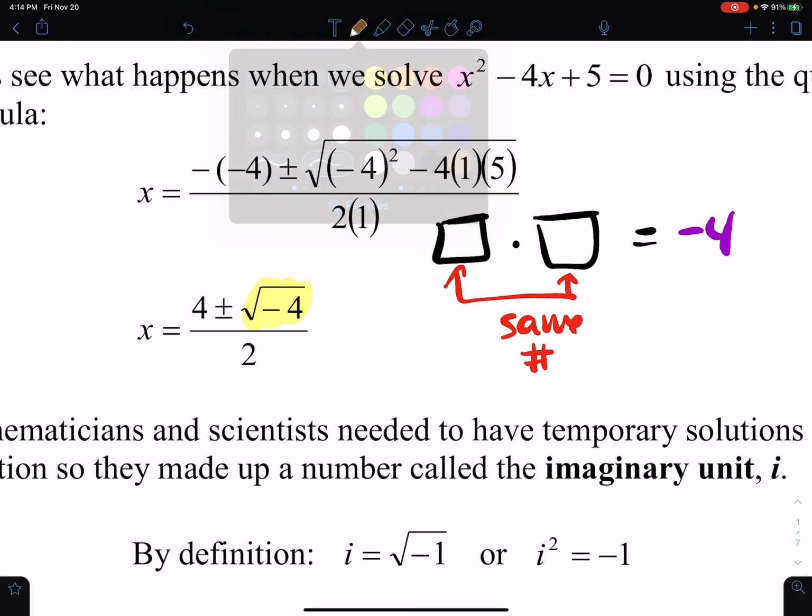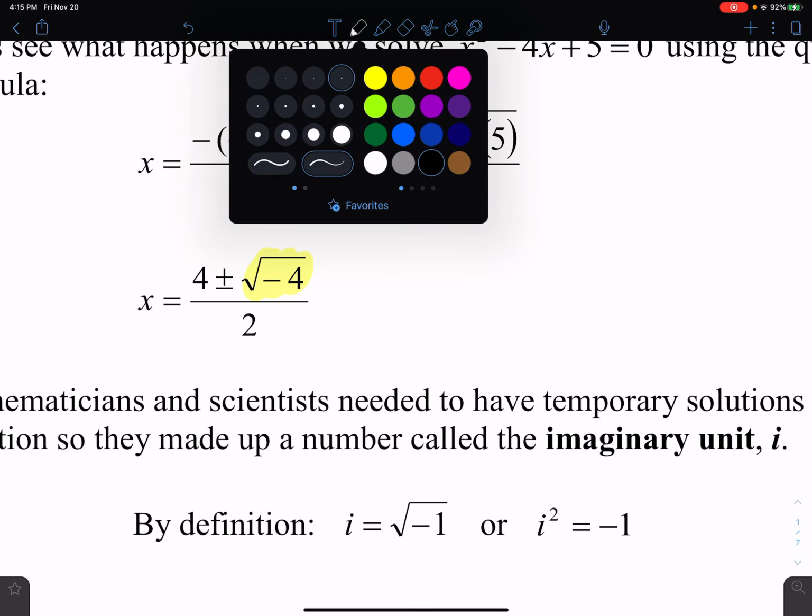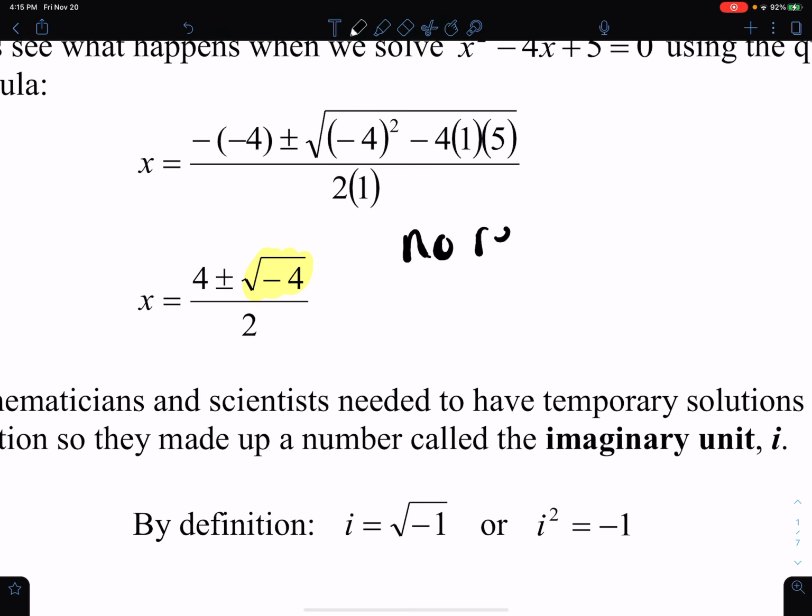Obviously 2 and 2 wouldn't work, because 2 times 2 is 4, not negative 4. If I put a negative in there and they both have to be the same, negative 2 times negative 2 is still a positive 4. The only way to get a negative 4 is if the numbers were different, but that's a complete contradiction of the square root. So up until this point in class, we've been saying that means there are no real solutions. We can't find a real number that does that.